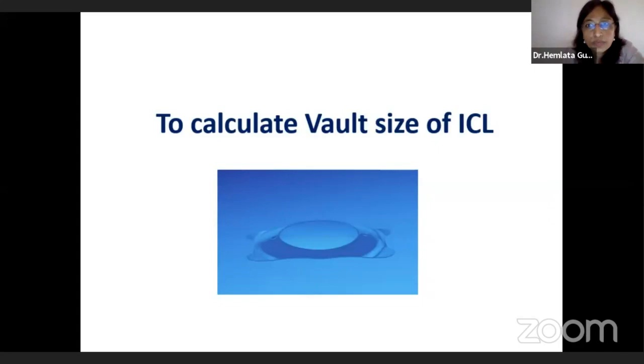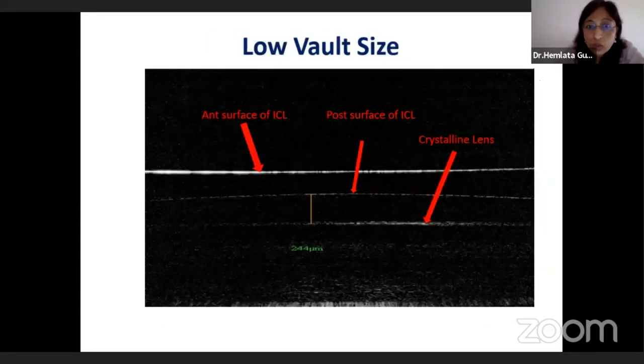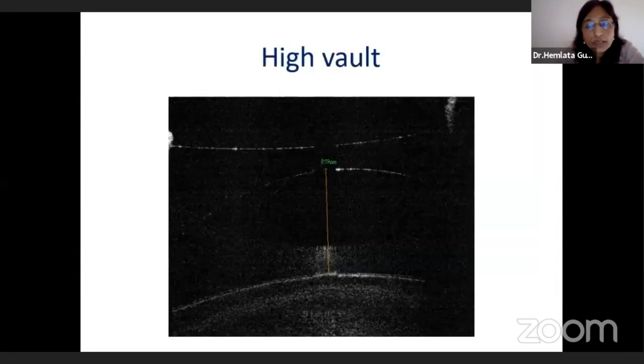We can also see the vault size of the ICL, which is the distance between the posterior surface of the ICL and the anterior surface of the crystalline lens. If there is a low vault, then that predisposes the patient to cataract formation, and a higher vault can lead to glaucoma.